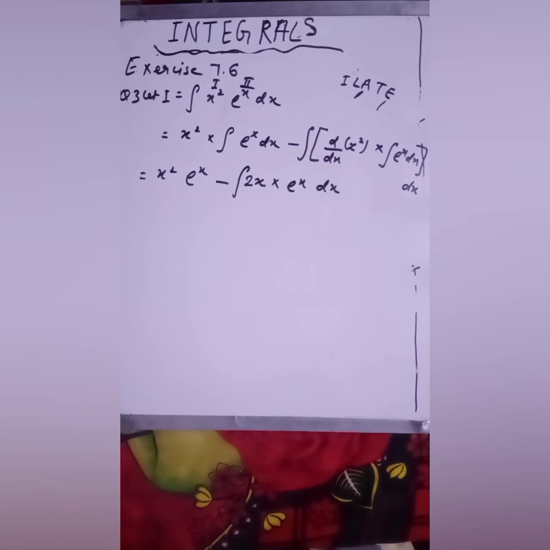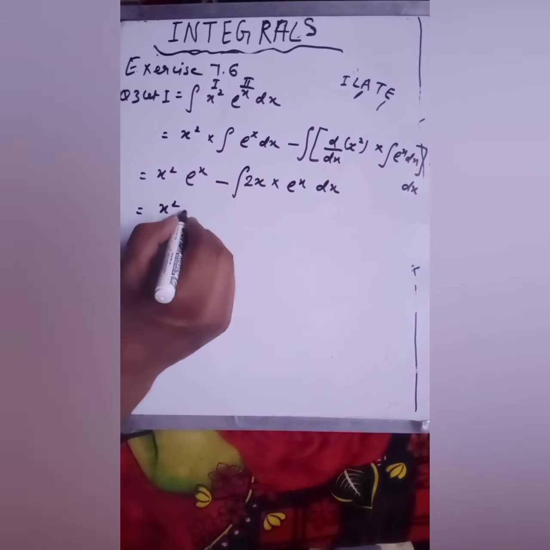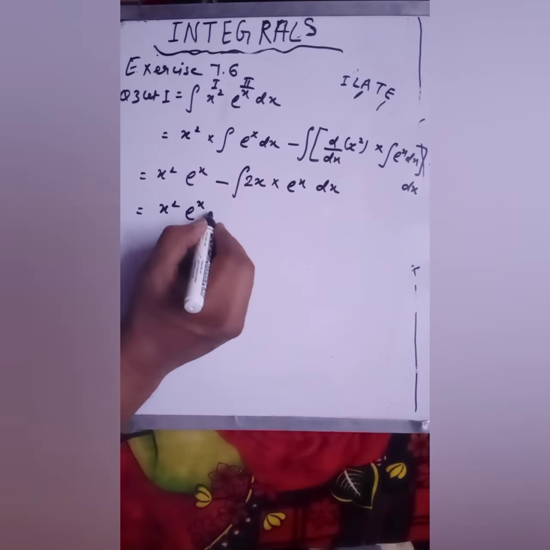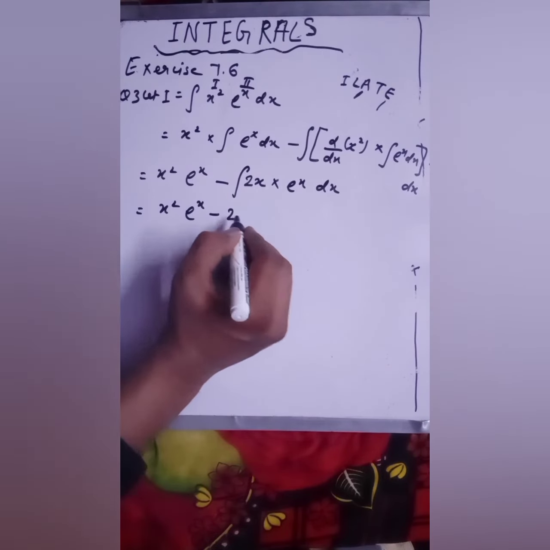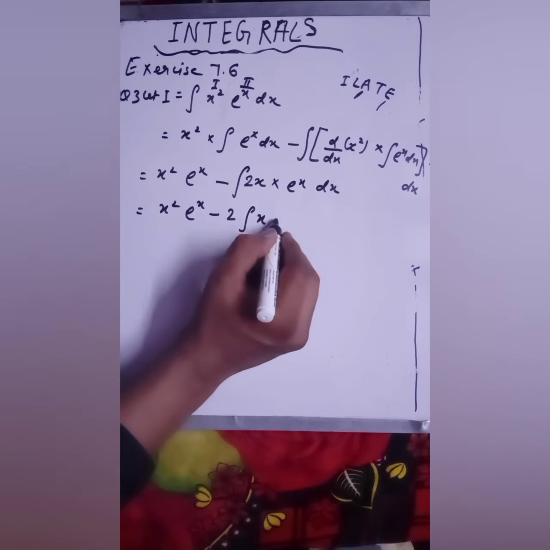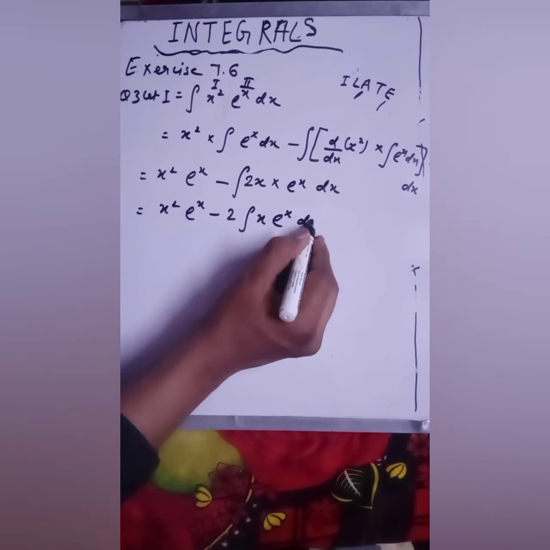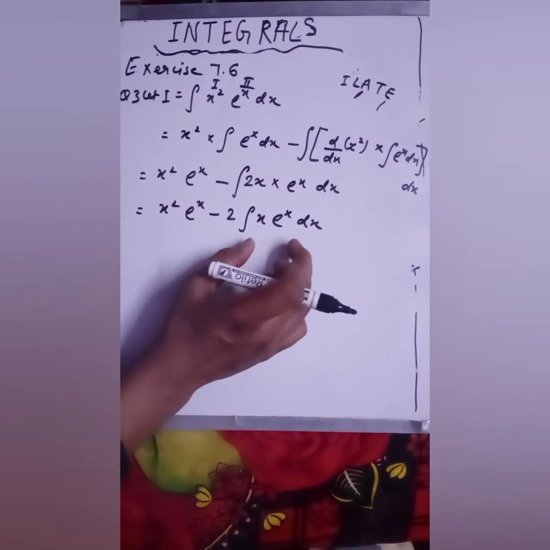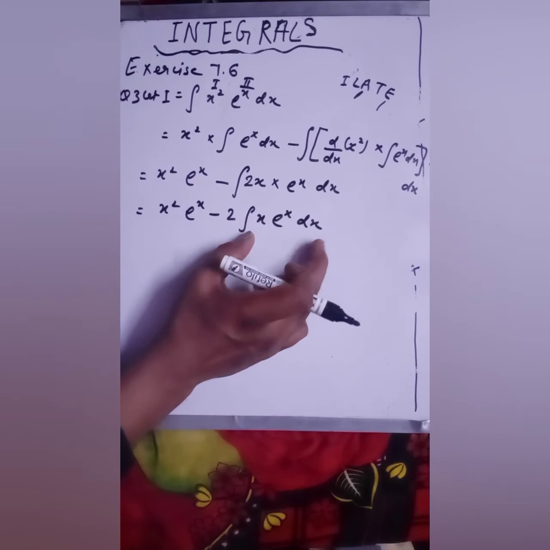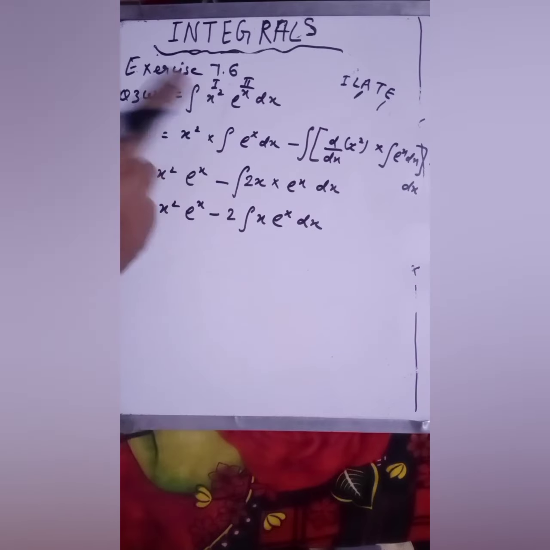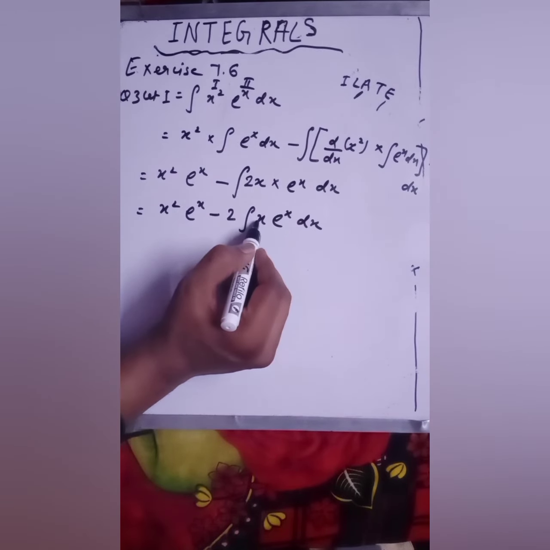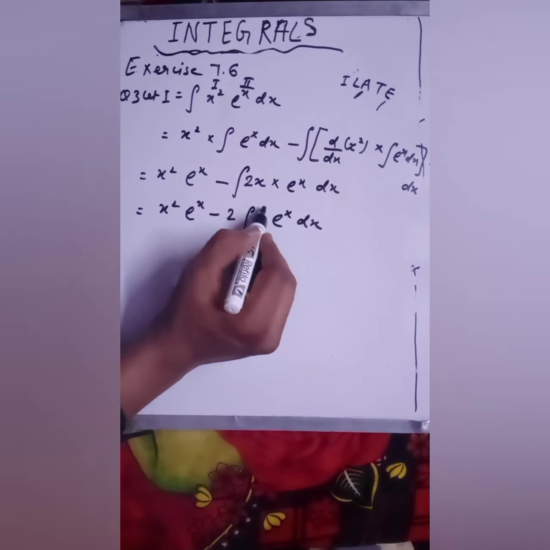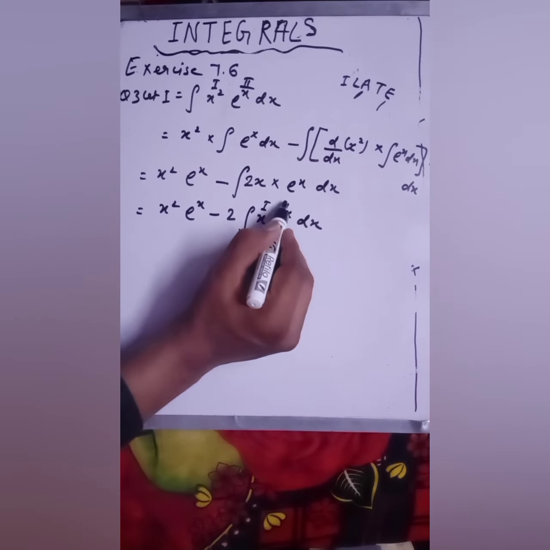Got it, children? Now x square e^x minus 2 will come outside, it would be x e^x dx. Fine. Now as you can see here in this step, again you have to use the same technique. This is your first function, this is algebraic and this is exponential. So this is the first function, this is your second function.